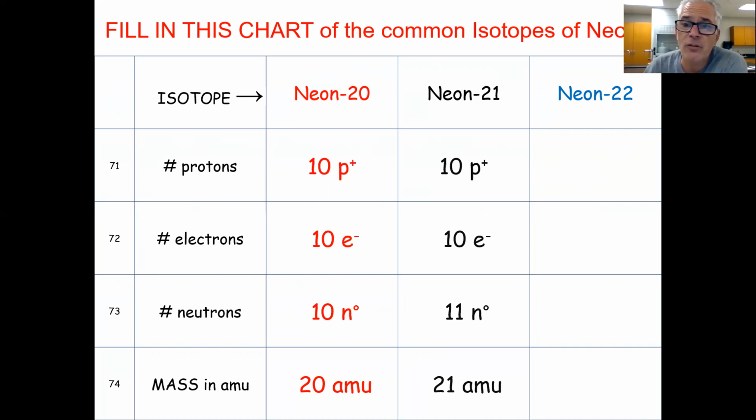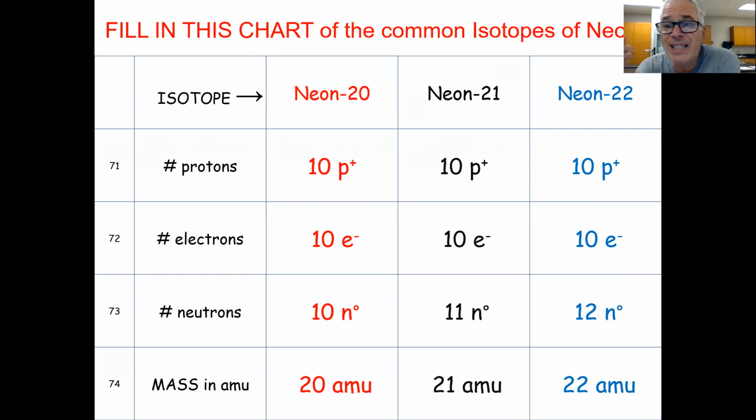What about neon 22? Neon 22 is neon. That means it's got 10 protons, and if it's got 10 protons, it's got 10 electrons, but it's got 12 neutrons. 10 plus 12 is equal to 22. There you go, three different numbers of neutrons.